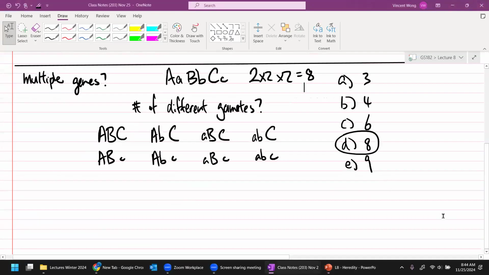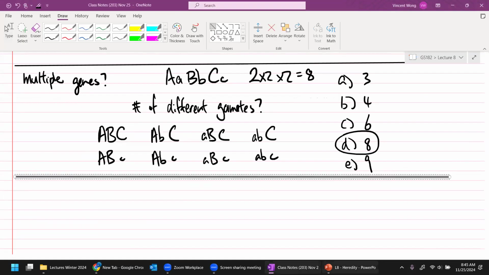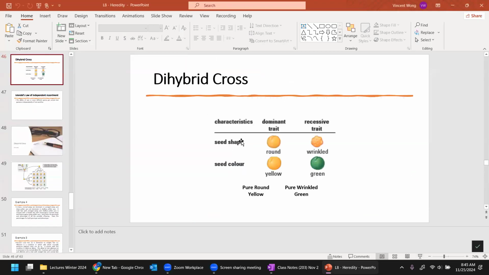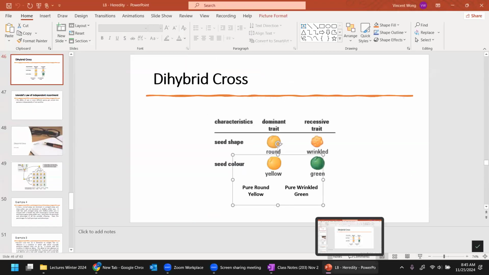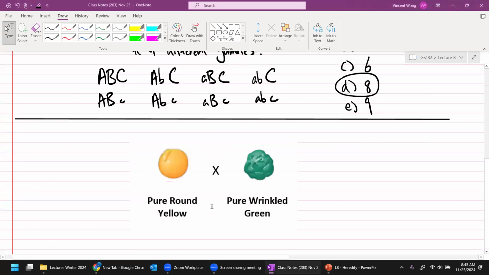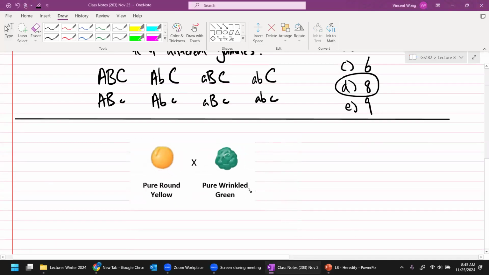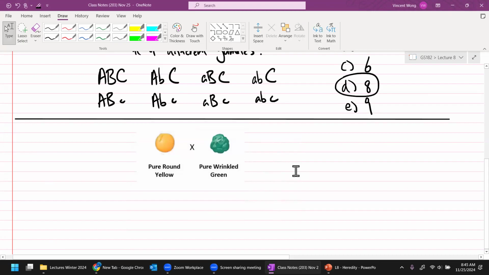All right, now comes the hard stuff. Make sure you are extra awake for this. We're gonna look at Mendel's experiment, and what he did was this. He crossed two kinds of plants. One is pure round and yellow, and the other is pure wrinkled and green. So this is the P generation. What does P stand for? Parent, very good.